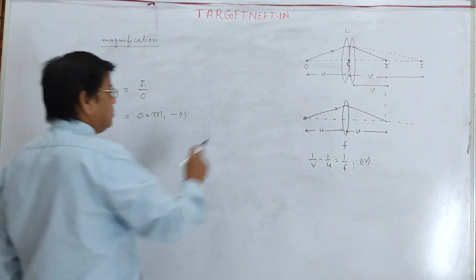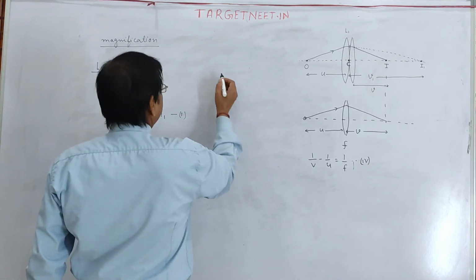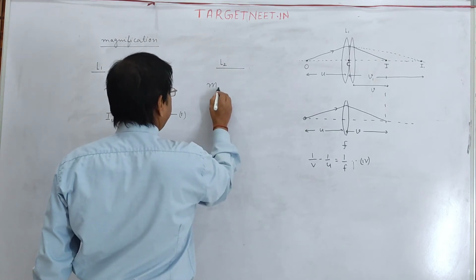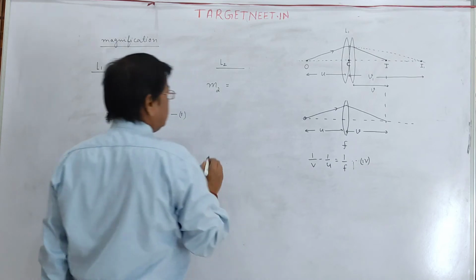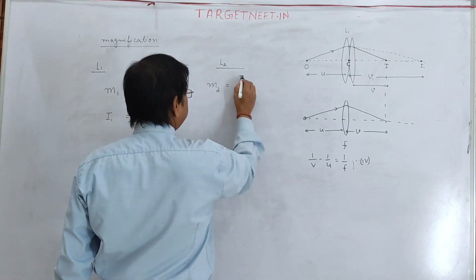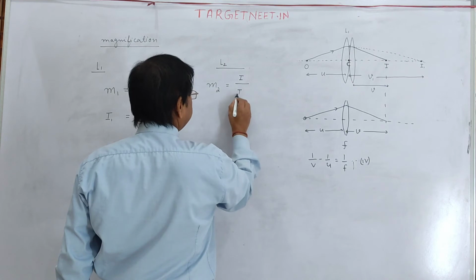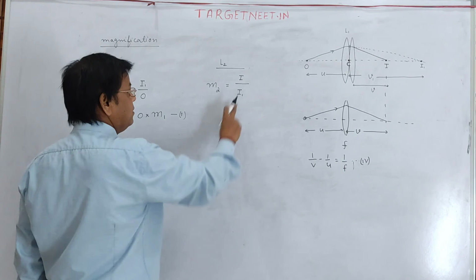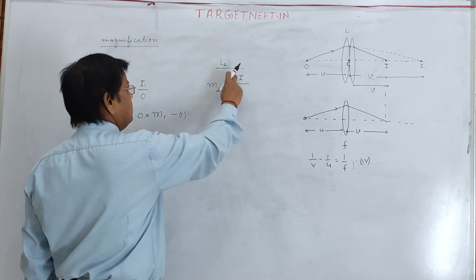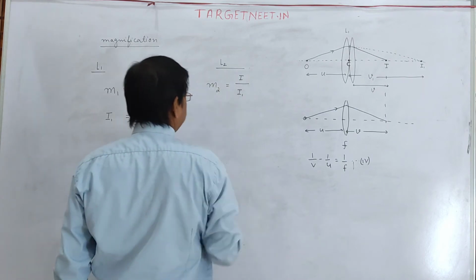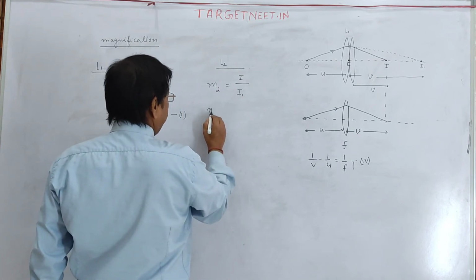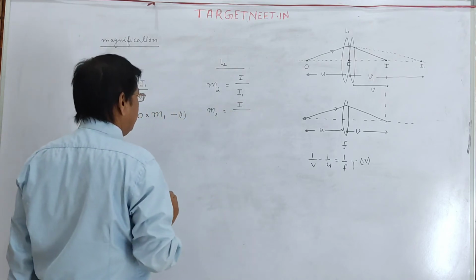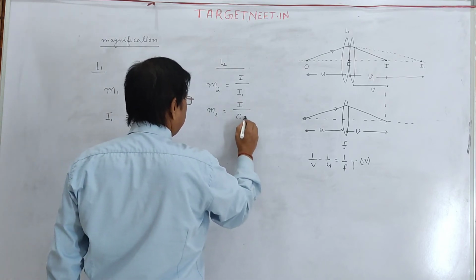Now for lens 2, magnification is M2. This is size of image upon size of object. This is I1, because for second lens this is object and this is image. So size of image upon size of object. M2 is I upon I1, and at place of I1 we can write O into M1.